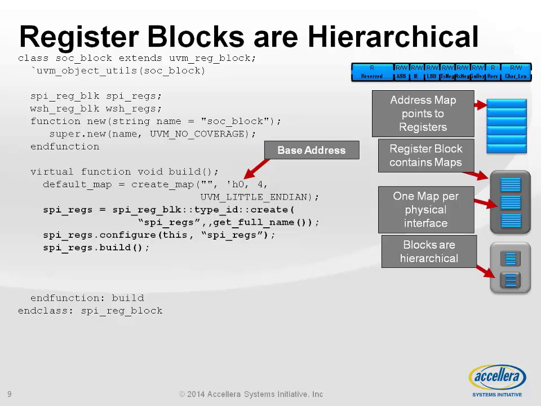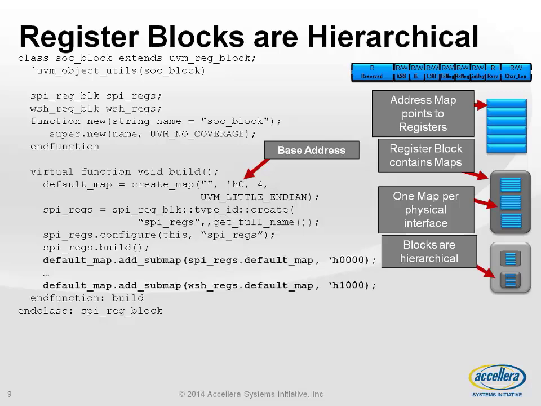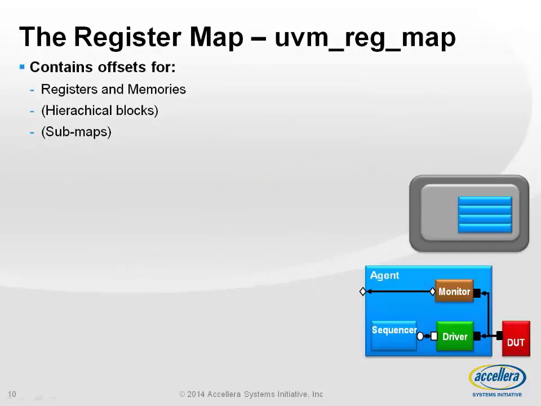And then we add a submap here for the default map of our SOC block, and we're going to use the default map of the SPI reg for that, and we're going to use the default map of the wishbone reg for those. So the SPI reg starts at 0, and the wishbone reg starts at 1000. All right, so now we have our hierarchical block where everything in our register block here eventually maps down into an actual physical register somewhere in our RTL. I don't show here, we also have the HDL paths for this, so it just builds it up as you go. In the register map, we have offsets for the registers and the memories.